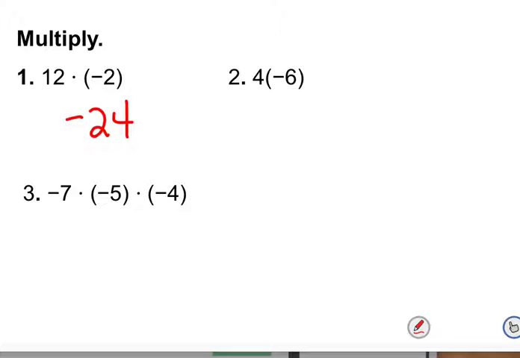What is 4 times negative 6? What's that going to be, Miss Jillian? Negative 24. Do number 3 on your whiteboard. I have negative 7 times negative 5 times negative 4.